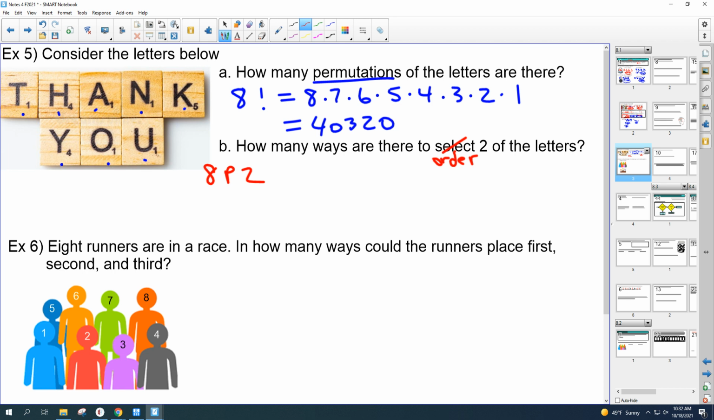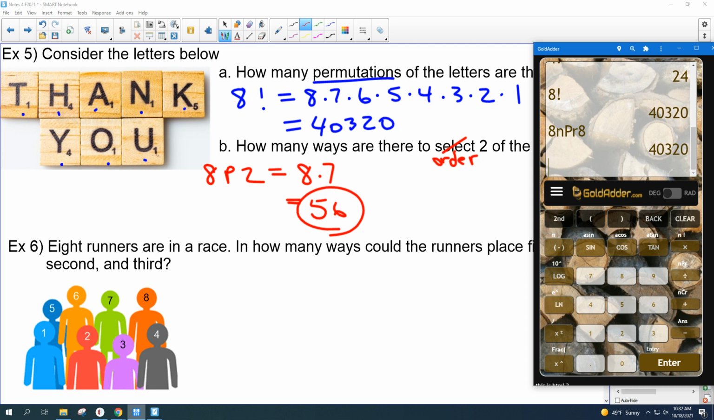And so if you think about a permutation as being part of a factorial, it's easy to do this without a calculator, because I'm just going to take the first 2 parts of the factorial. The first 2 pieces of the factorial, this is going to be 56. So we can do that on a calculator. 8 NPR 2, 56, because I took the first 2 pieces of the factorial.